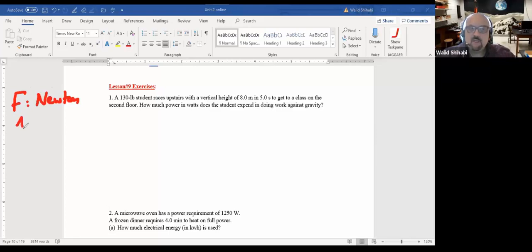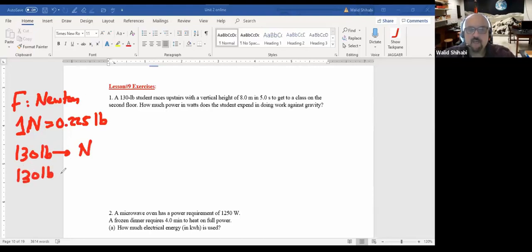And we know that one Newton is 0.225 pound. Okay, 1 Newton is 0.225 pound. So first step, in order to find the weight in Newton, you have to convert 130 pounds to Newton. Okay, so to do that, you have to multiply 130 pounds by the conversion factor that will cancel out pounds. So you need pound in the denominator and Newton in the numerator.